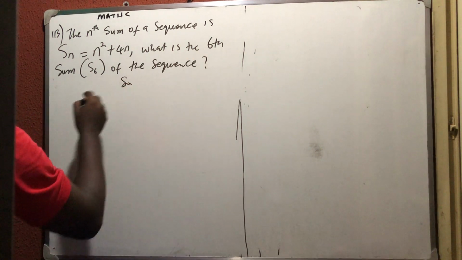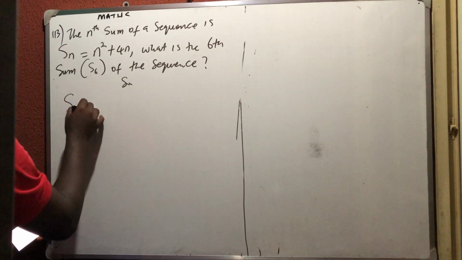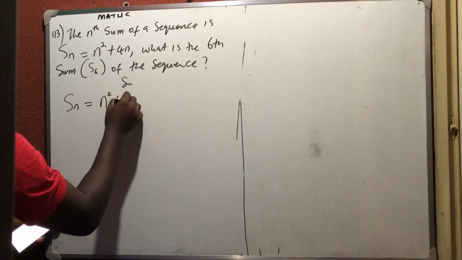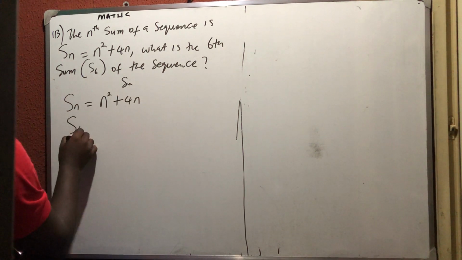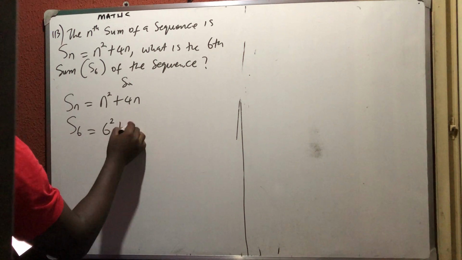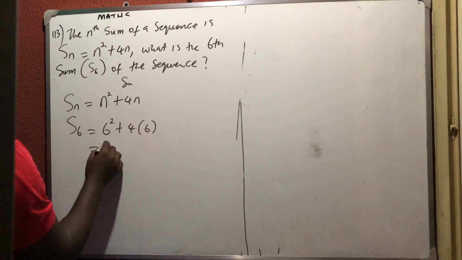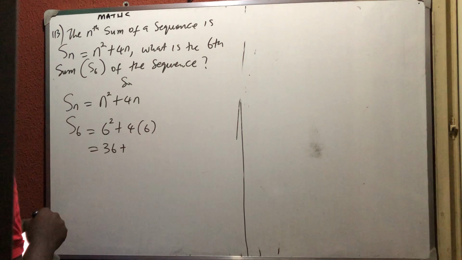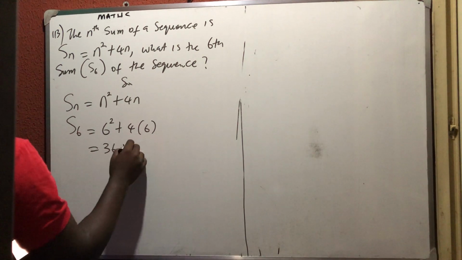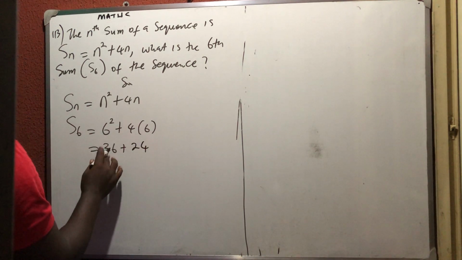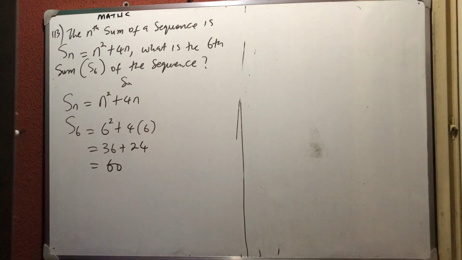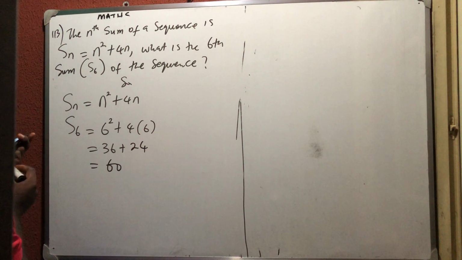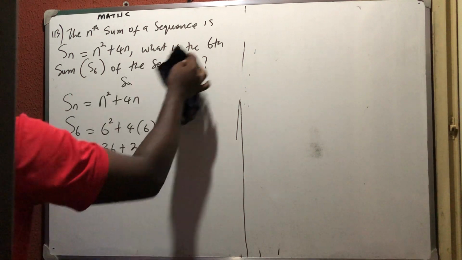Okay, solution. They've given me the formula. Sn is equal to what? N squared plus 4n. So S6 should be what? 6 squared plus 4 into 6, which is what? 36 plus 6 times 4 is 24. So I'm having 60. So the answer is simply 60. A. Okay?